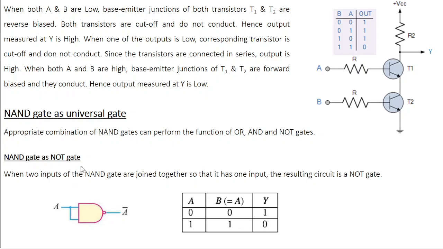First, NAND gate as a NOT gate. So here you can see that the two inputs of the NAND gate are joined together so that it has only one input. So this configuration performs as a NOT gate.